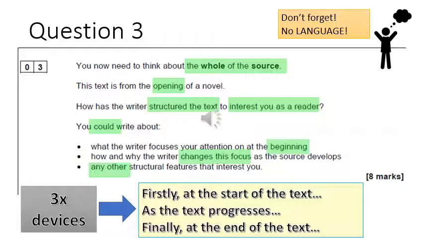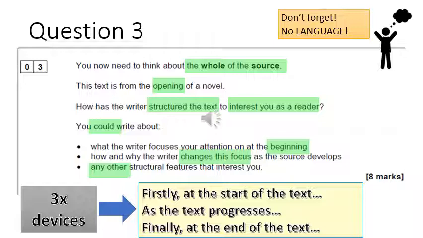So if we take a look at question 3, remember, just like the language question, you want to highlight the key words. This question, like the language question, is worth 8 marks. Like the language question, you really don't want to be spending more than 12 minutes on this particular question. You now need to think about the whole of the source. The text is from the opening of a novel. How has the writer structured the text to interest you as a reader?